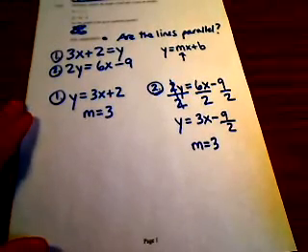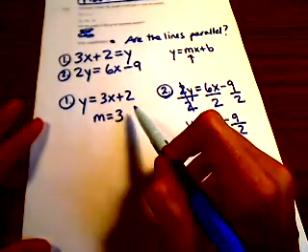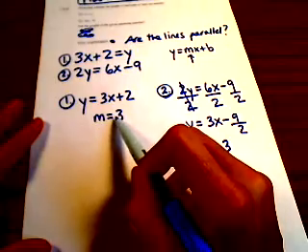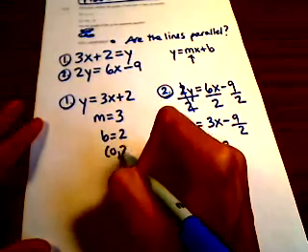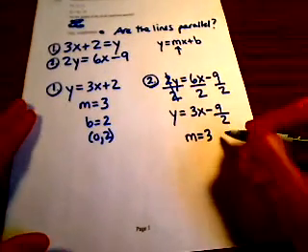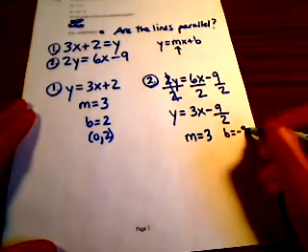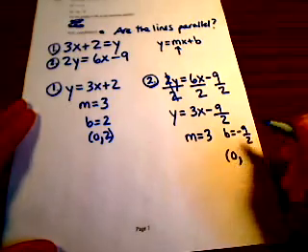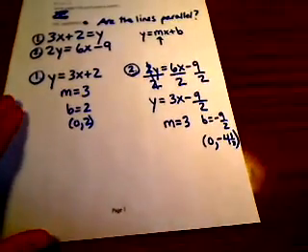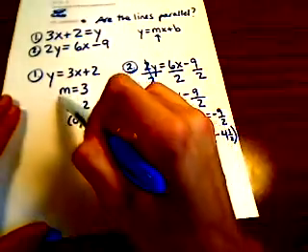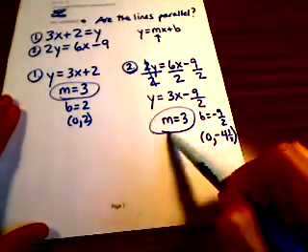Now, I should also point out their y-intercepts here, because the slope is 3 here and the y-intercept is 2. So that's the point (0, 2), and then over here the y-intercept is negative 9 halves, which is the point (0, negative 4.5).